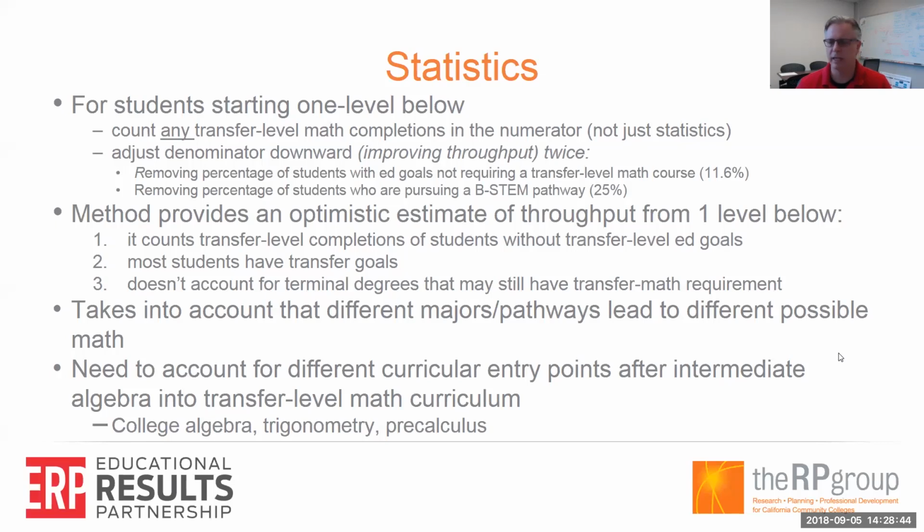The first was to look at ed goal, and we basically broke apart the throughput rate into the numerator, which would be all students from one level below who successfully completed a transfer level math class. We just kept all of those successes in the numerator, so that we didn't mess with that. But for the denominator, we reduced it because we're going to say some students didn't intend to attempt transfer level math. And so when we looked at the ed goal distribution, we saw that about 11.6% of the students had an ed goal that would not involve transfer level math. We therefore reduced the denominator by 11.6%.